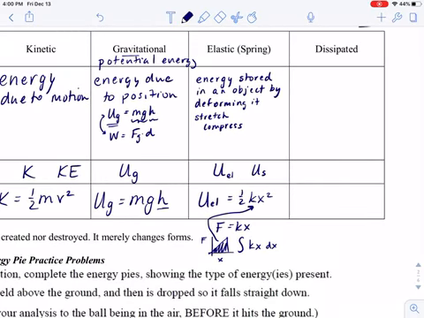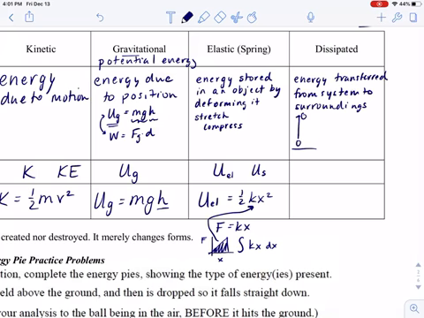Finally, we have dissipated energy. And dissipated energy is energy that goes from the system to the environment, or we could say the surroundings. So in some situations, let's say I have a ball, and let's say I lift the ball. When I lift the ball, I give it gravitational potential energy. And then if I let it fall, that gravitational potential energy turns into kinetic energy.